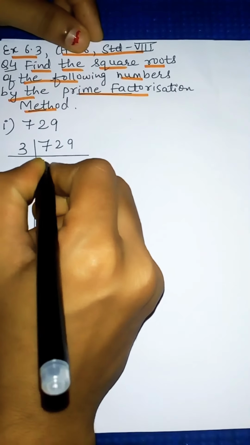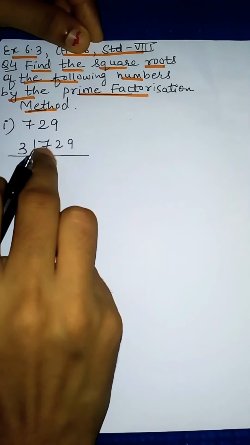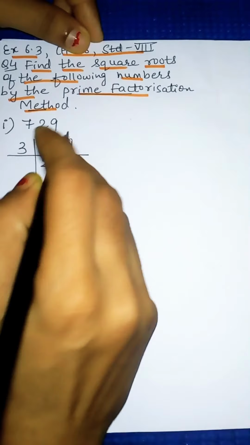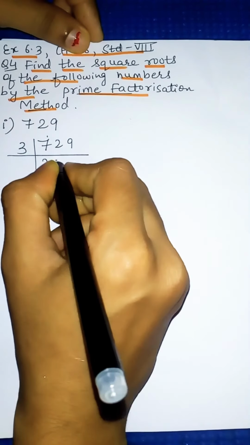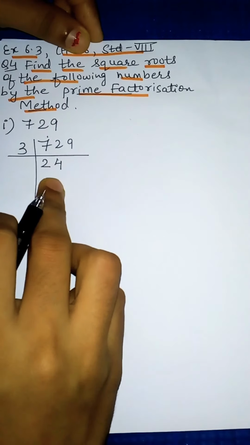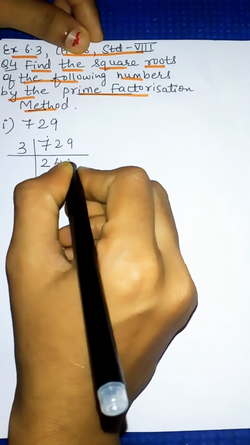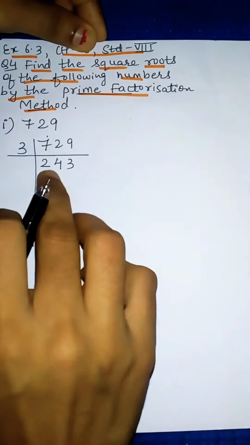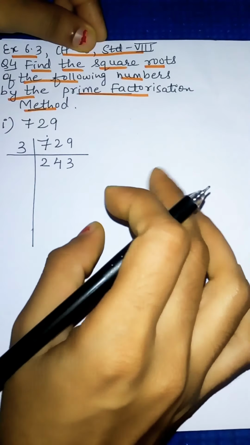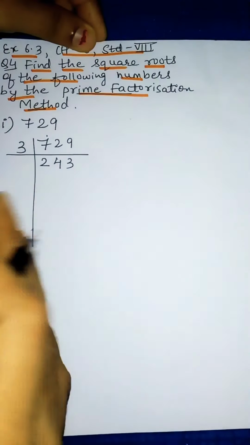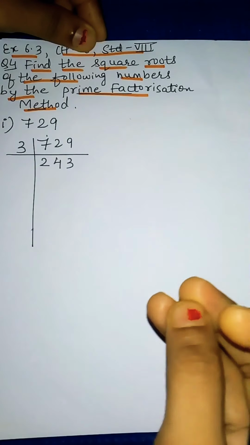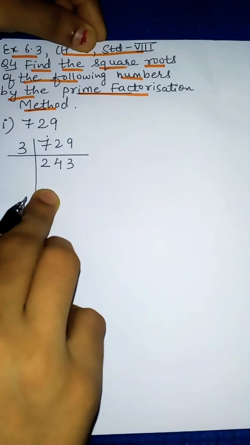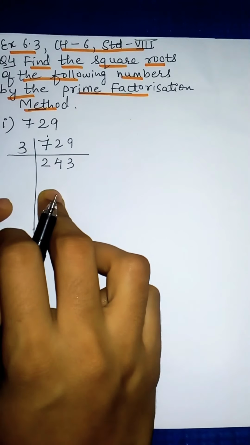3 2s are 6, 1 left because 7 is there. So this 1 and 2 make 12. 12 means 3 4s are 12, and 9 means 3 3s are 9. So this way you can do it. The digits are big, so one by one we are dividing orally. If you are not comfortable, you can divide on the side and check it, but it will take a lot of time dividing in every step. So orally we are dividing it.